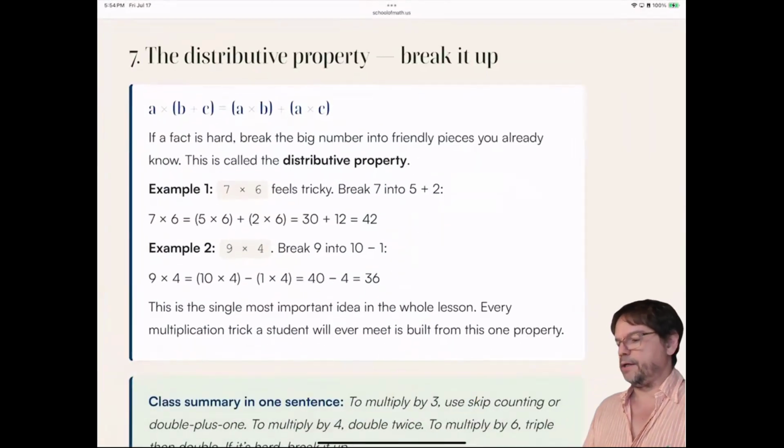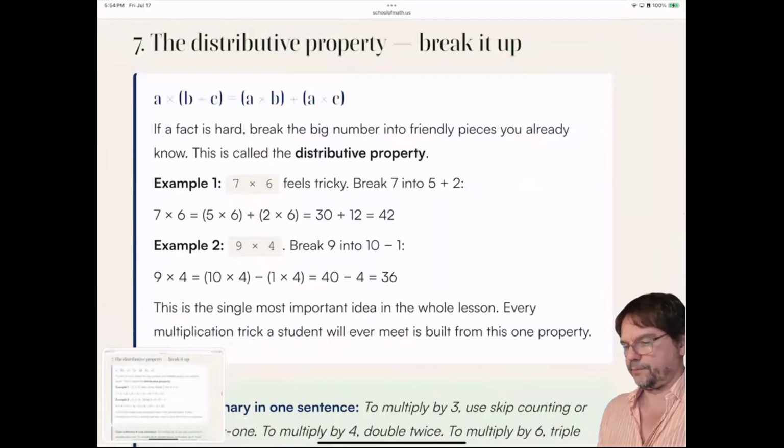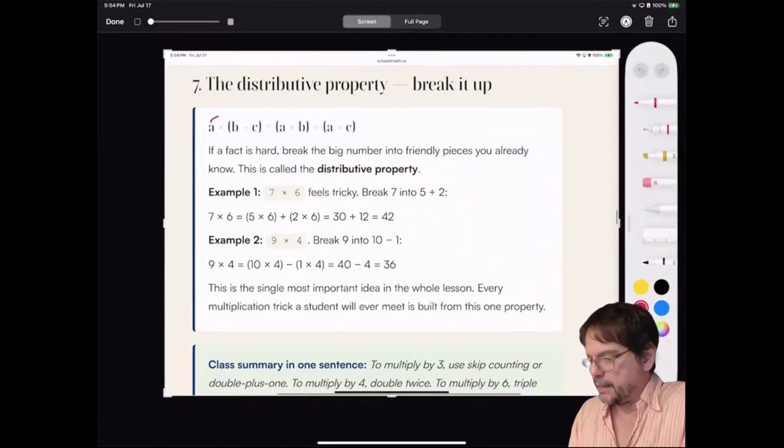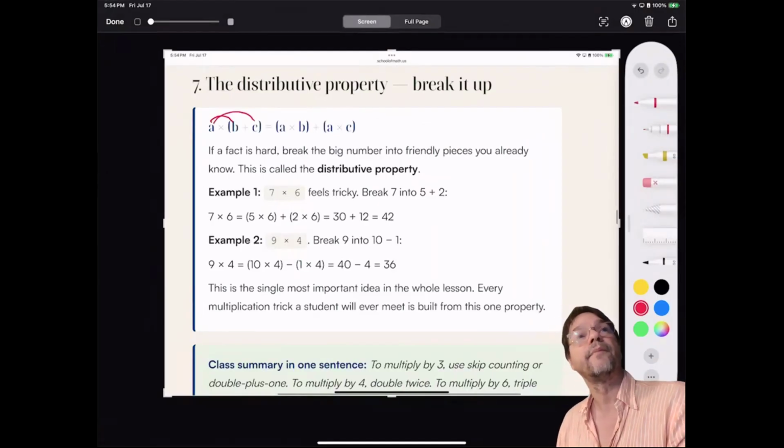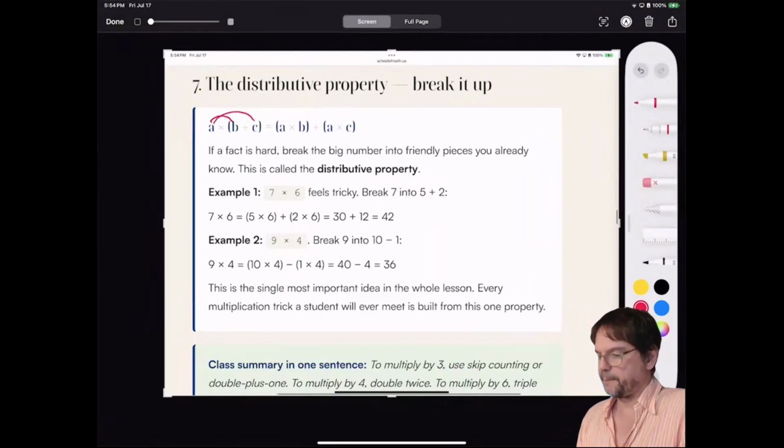Is what he's saying here. AB plus AC. Okay? If a fact is hard, break the big number into friendly pieces you already know. This is called the distributive property.